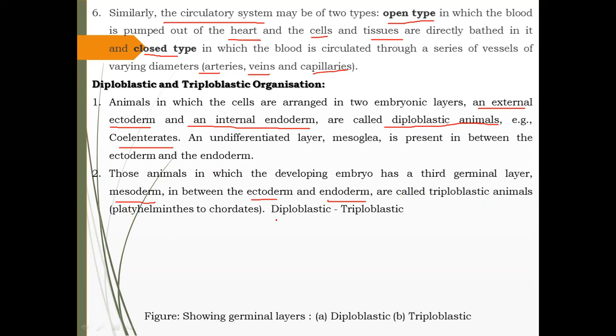You can easily divide diploblastic and triploblastic animals. This three-layer cell formation is present from platyhelminthes to chordates, that is higher animals. Do you understand? This is simple information regarding what diploblastic and triploblastic animals are.